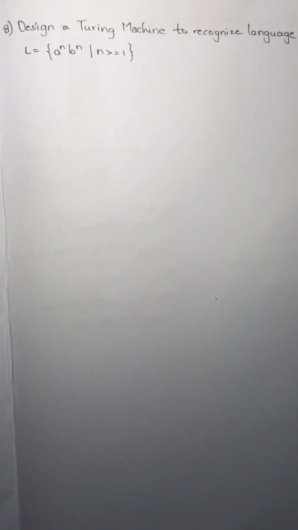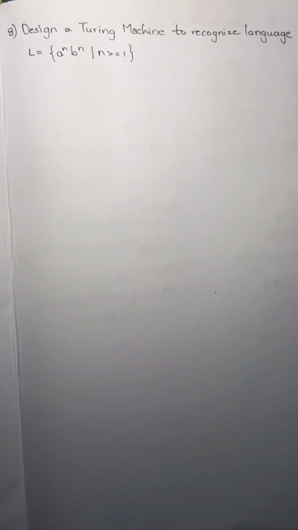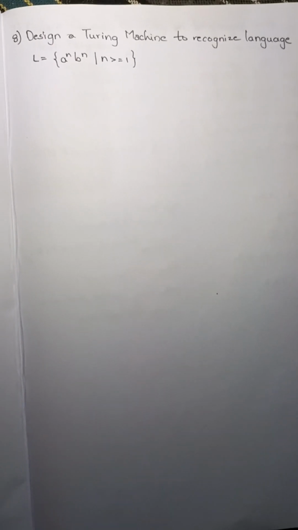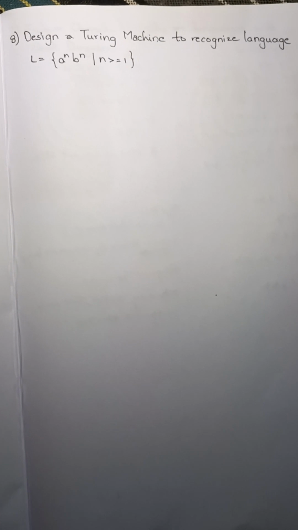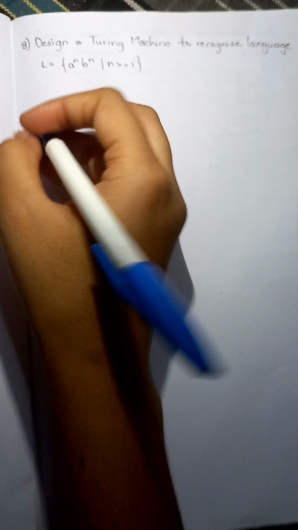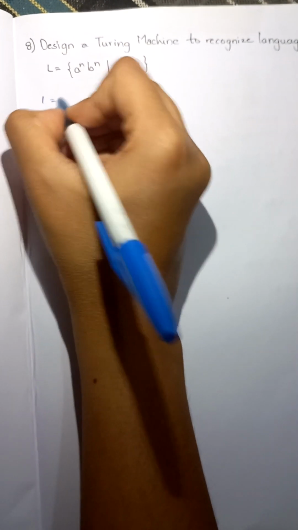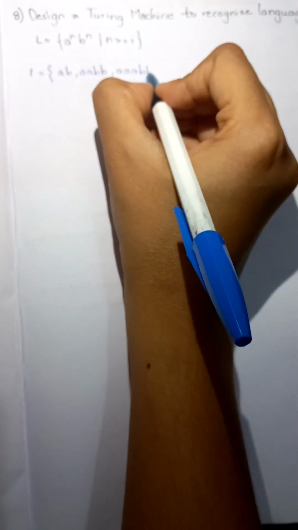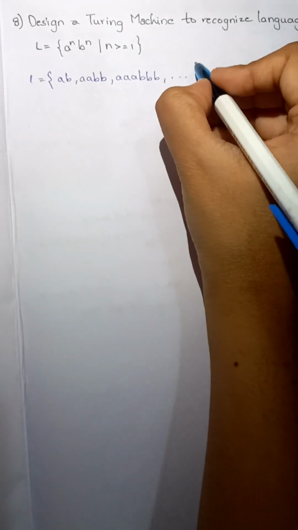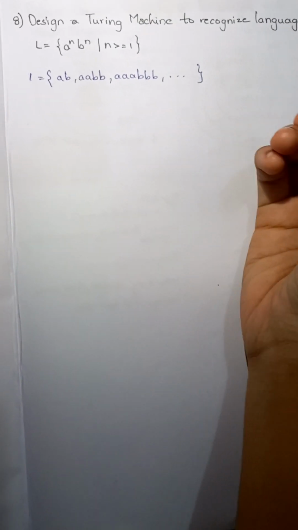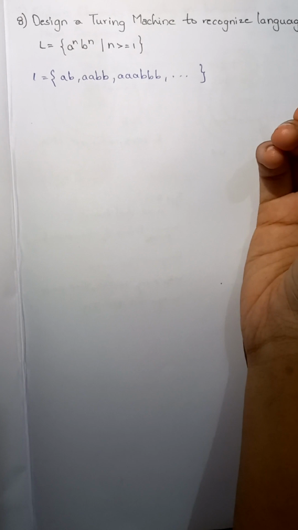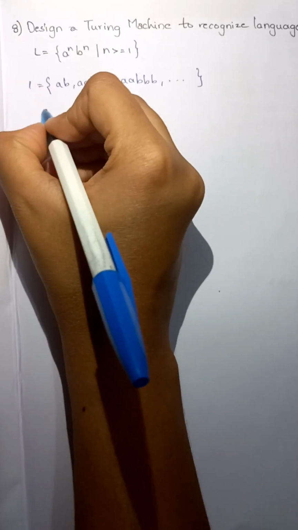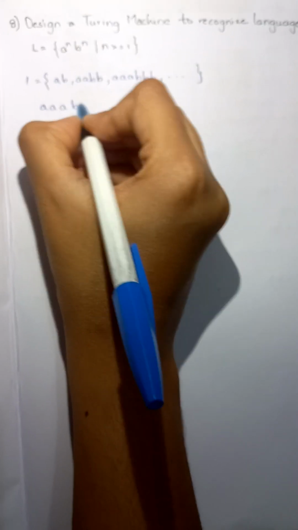First question we are going to discuss is: design a Turing machine to recognize the given language, that is, equal number of A's and equal number of B's. So the strings that are accepted by the language are AB, AA, BB, AAA, BBB and so on. The example string we are going to take here is AAA, BBB.